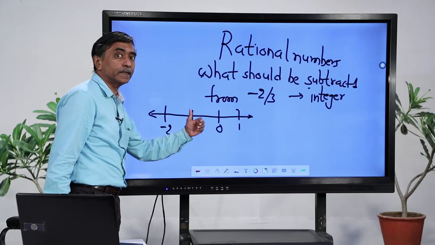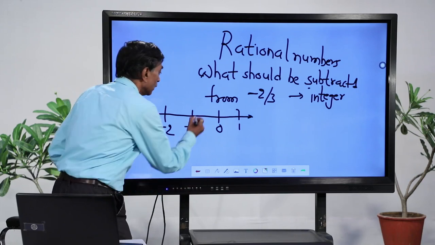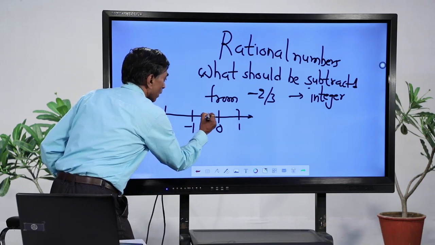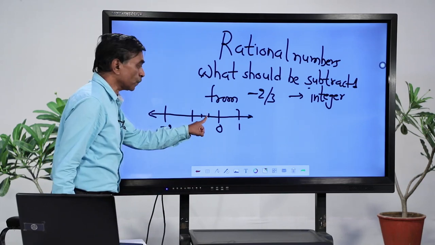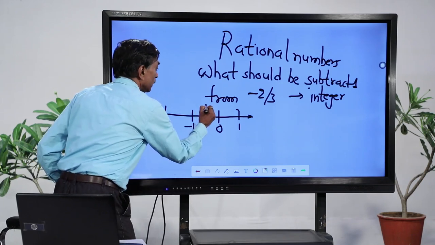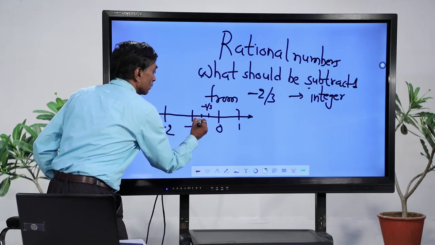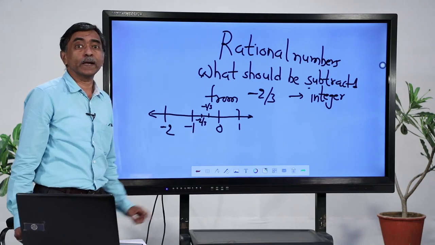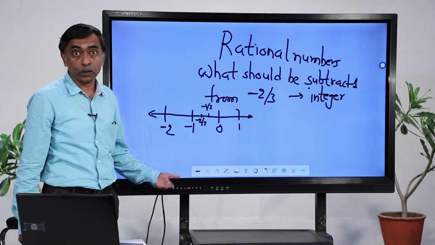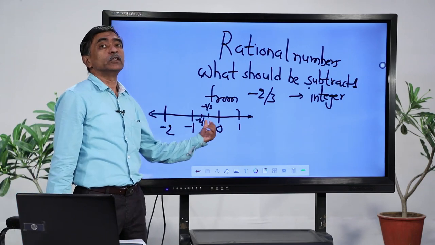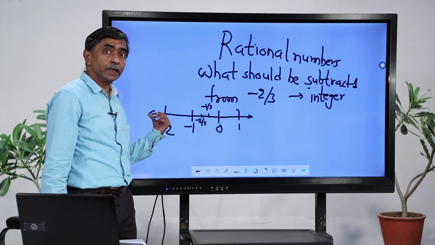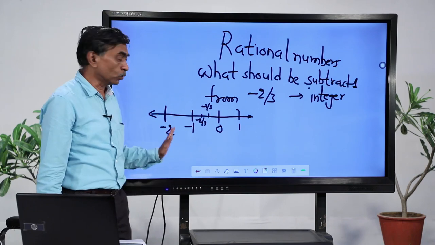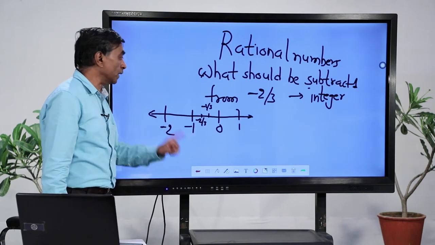Now, in order to see what is minus 2 by 3, I will divide this into 3 equal parts on the negative side, that is between 0 and minus 1. So, these are the 3 parts here, and now the first part becomes minus 1 by 3, the second part becomes minus 2 by 3. You know how to locate fractions on the number line. The only thing here is you have to do it on the negative side, that is to the left of 0.